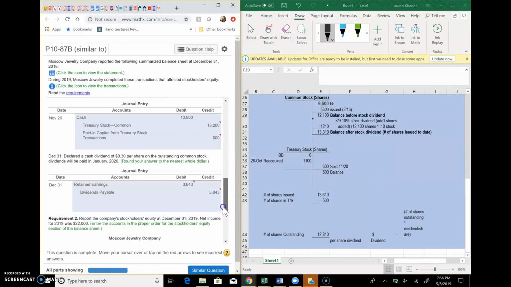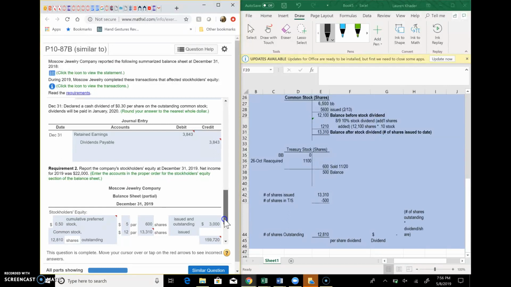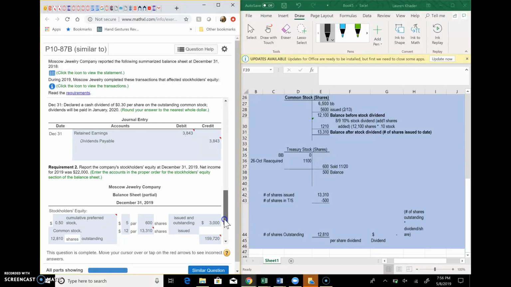And the last journal entry, which is always going to be the hardest one, it's the hardest one for my students in class to figure out the number of shares, just because there's so many moving parts with this particular problem, is figuring out the number of shares outstanding, because that's going to determine the amount of your cash dividend.